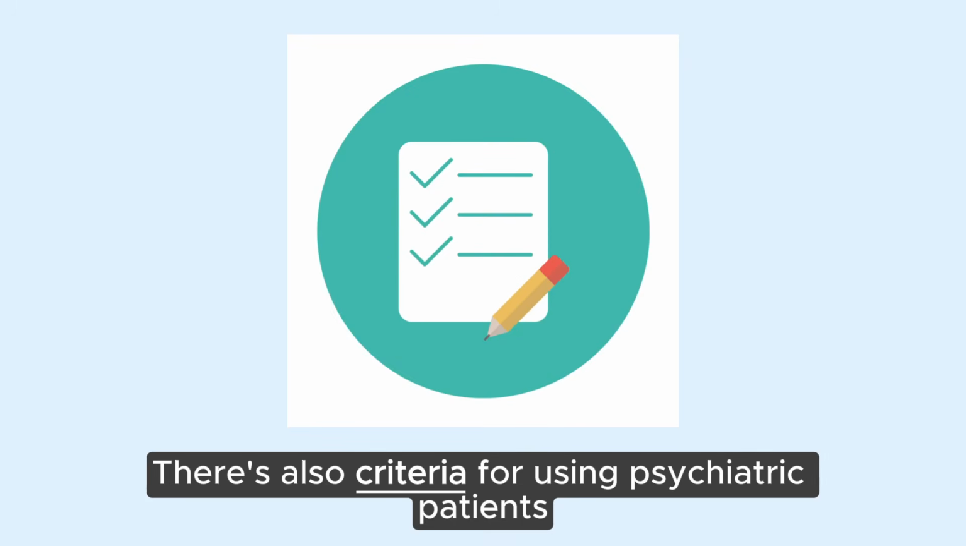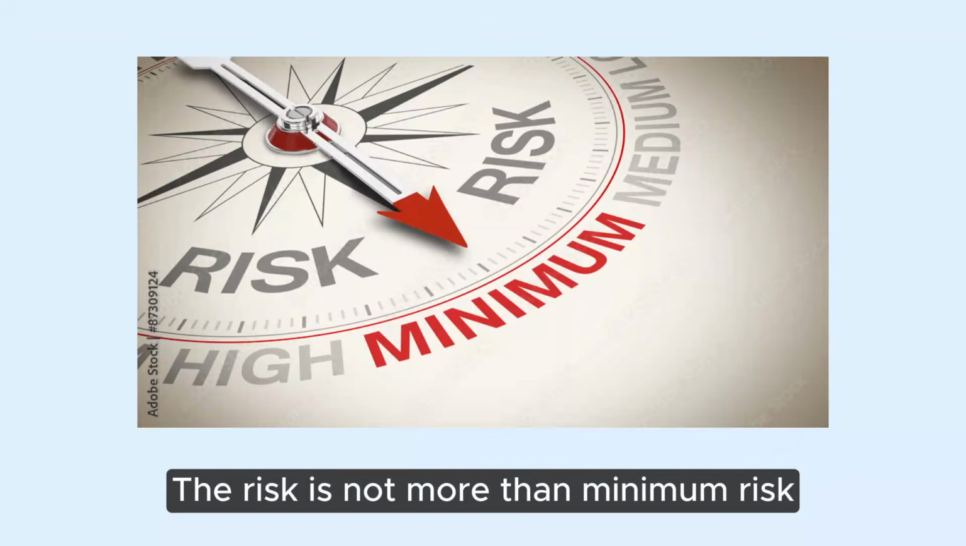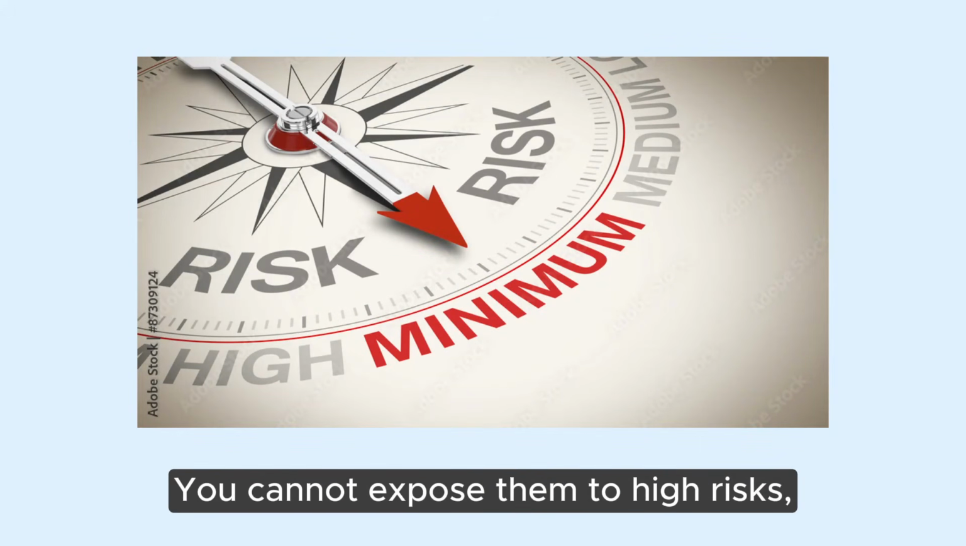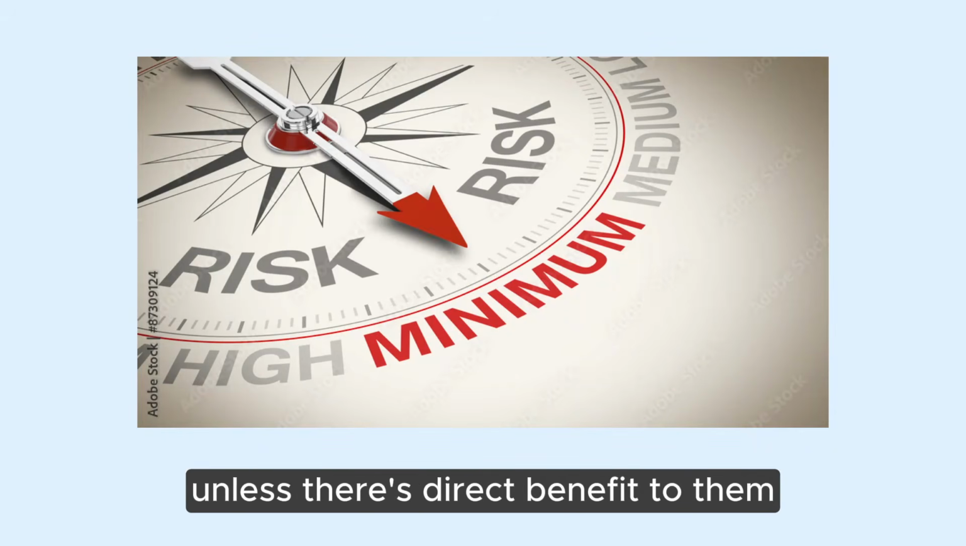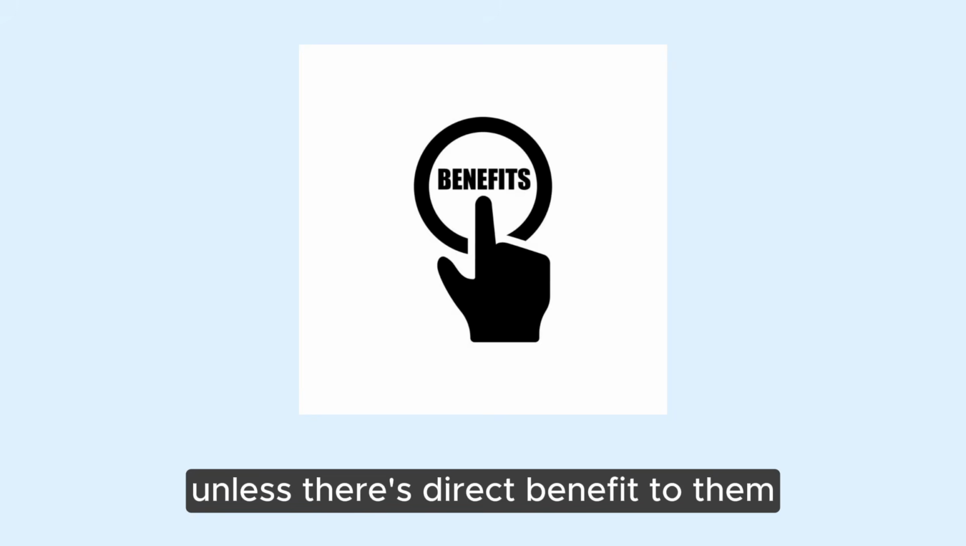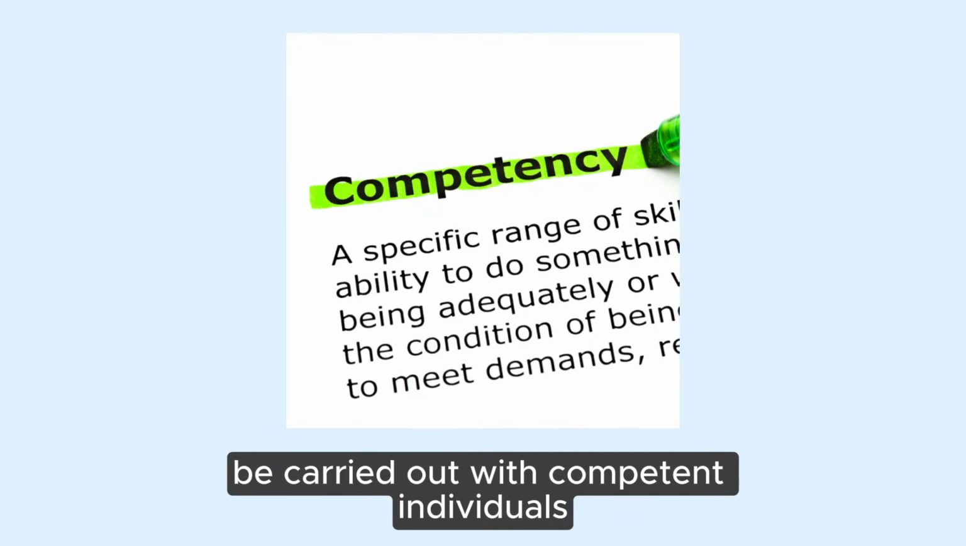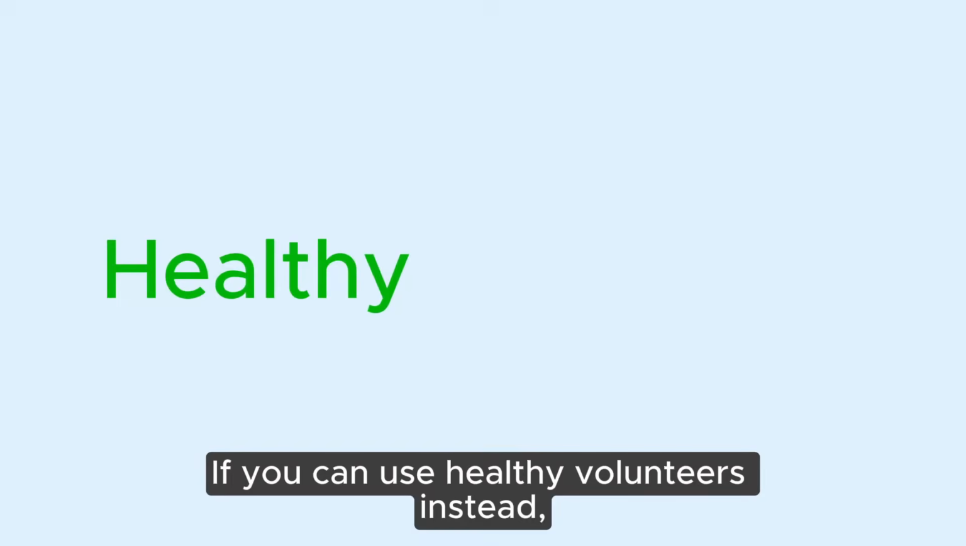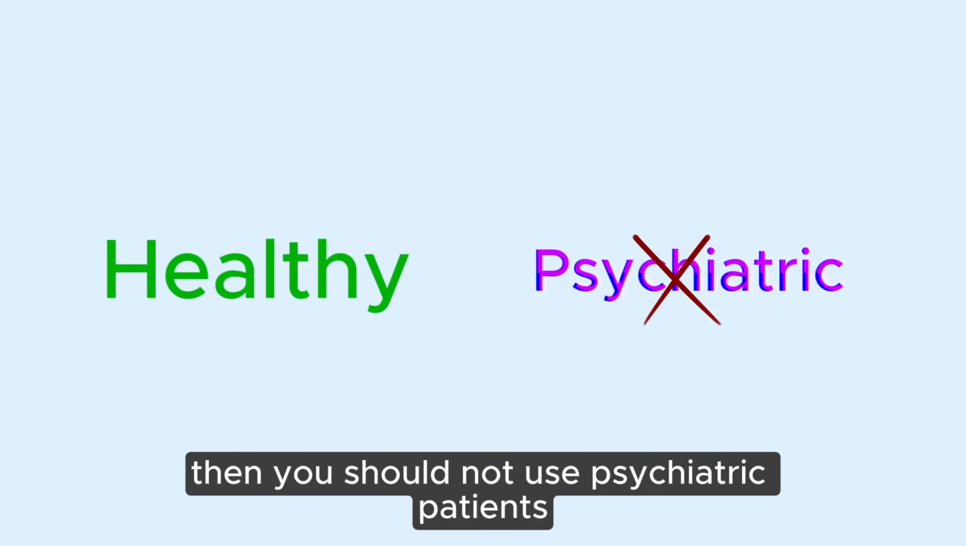There's also criteria for using psychiatric patients in clinical trials. First, the risk is not more than minimum risk. You cannot expose them to high risks unless there's direct benefit to them. Second, the research cannot be carried out with competent individuals. If you can use healthy volunteers instead, then you should not use psychiatric patients.